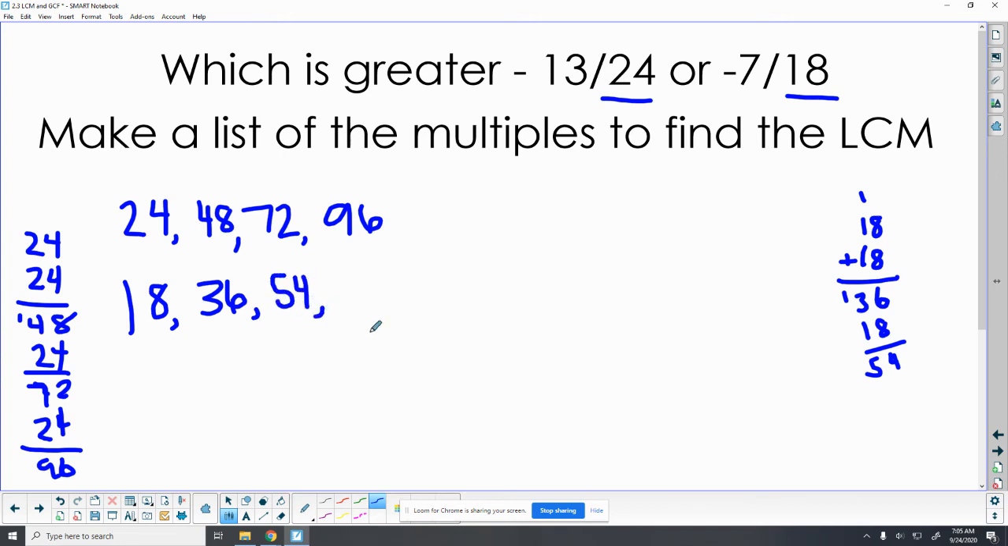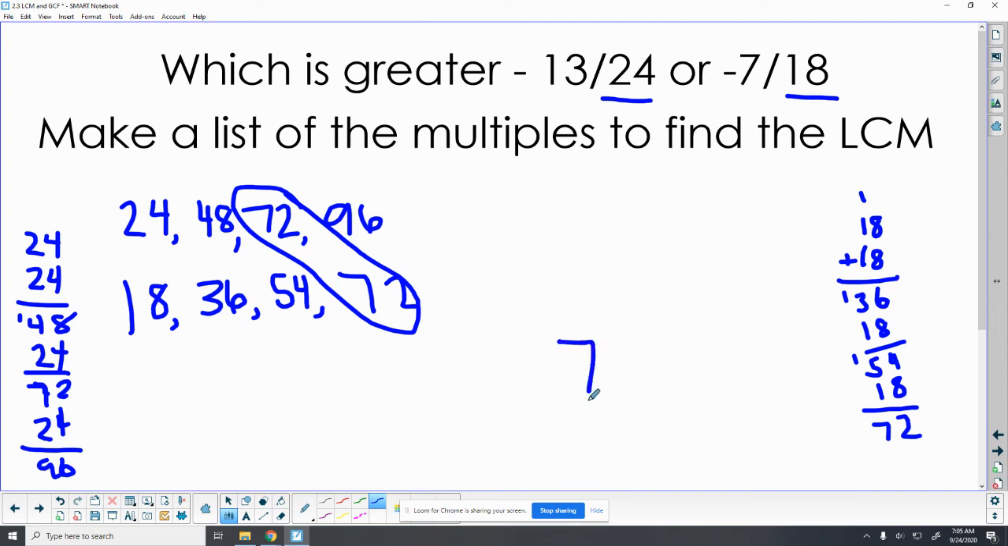No 54. Okay, so here's my next group of 18. 4 plus 8 is 12. 5, 6, 7, 72. Do I have a 72 up here? Oh, yes, I do. So I can stop there. So I know that my least common multiple is 72. So that is going to be their common multiple or their common denominator.